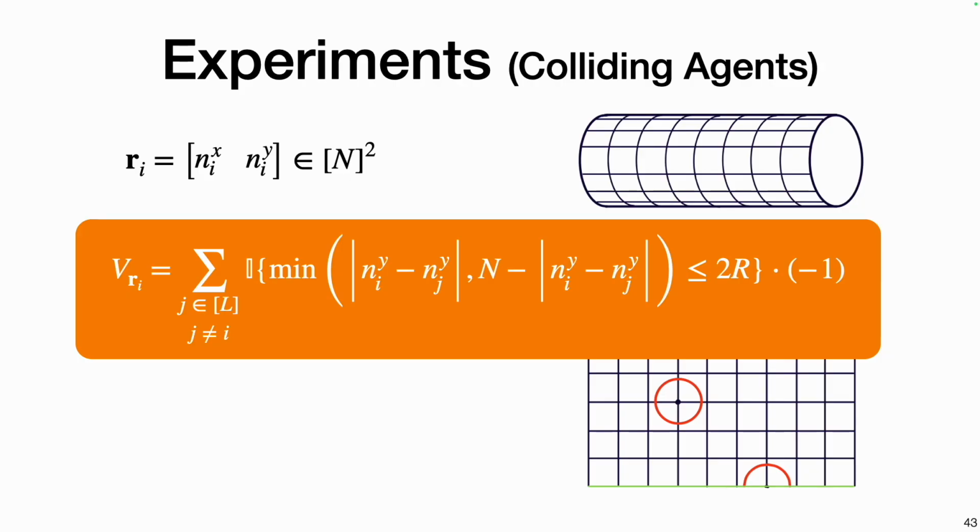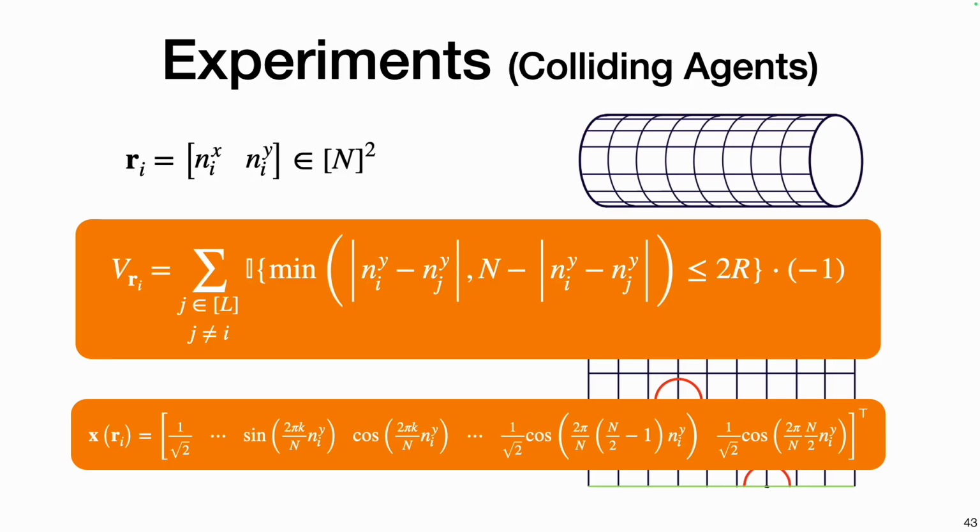Under this setting, if we think carefully, the final value function for each agent can be written with this expression. If the distance between the y coordinates is less than or equal to 2r, then the agent gets a -2 reward because they collide. As the embedding, we use sinusoidal embedding because it is similar to what people use in the large literature of positional encodings for transformers.